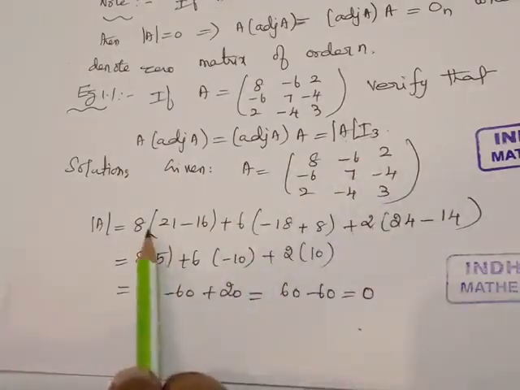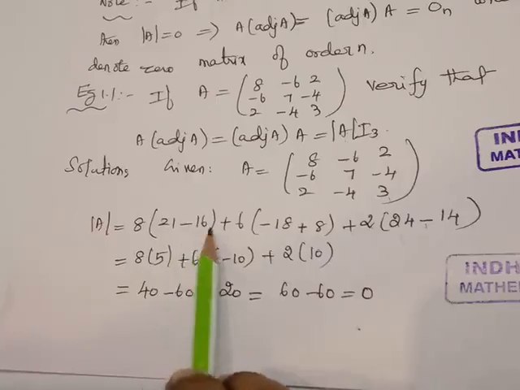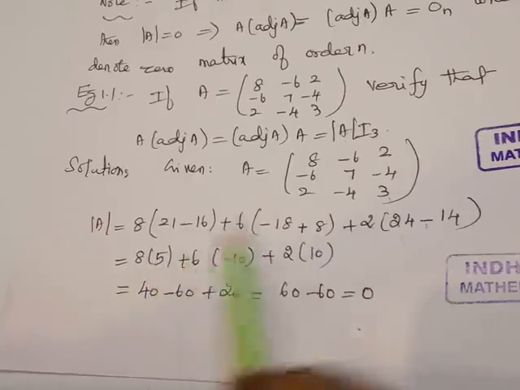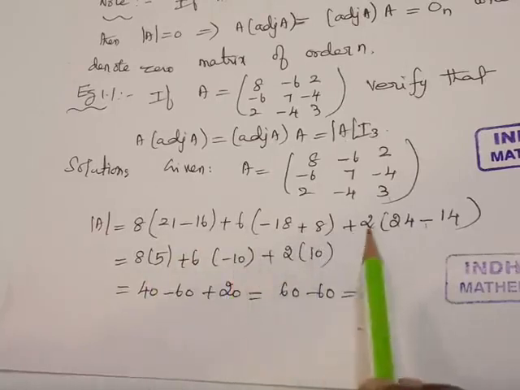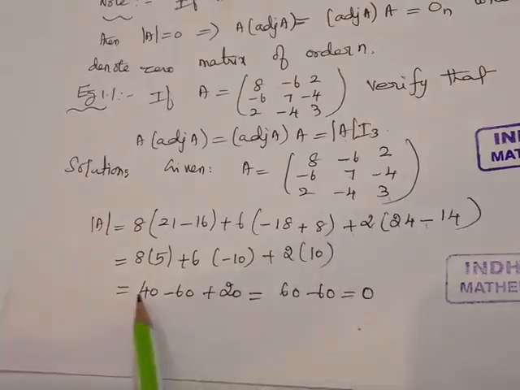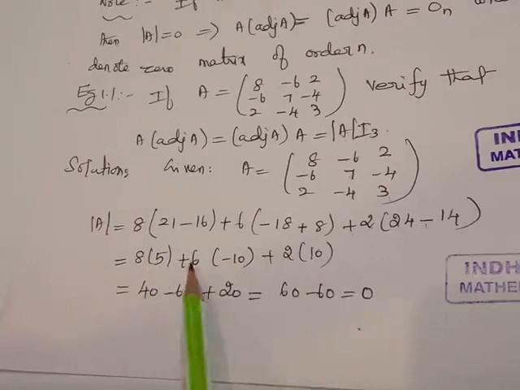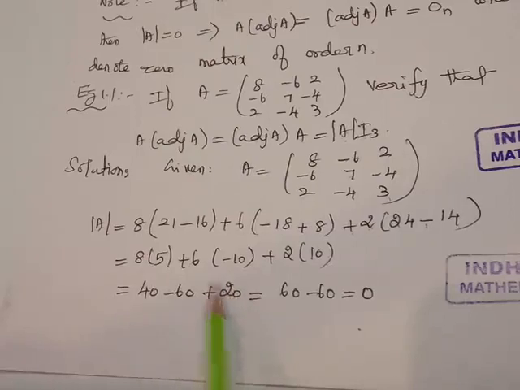Now, simplify this. 8 into 21 minus 16 is 5. Plus 6 into minus 18 plus 8 is minus 10. Plus 2 into 24 minus 14 is 10. That is equal to 40. 8 into 5 is 40. 6 into minus 10 is minus 60. 2 into 10 is plus 20. So 40 plus 20, 60 minus 60, the answer is 0. So determinant A is equal to 0.